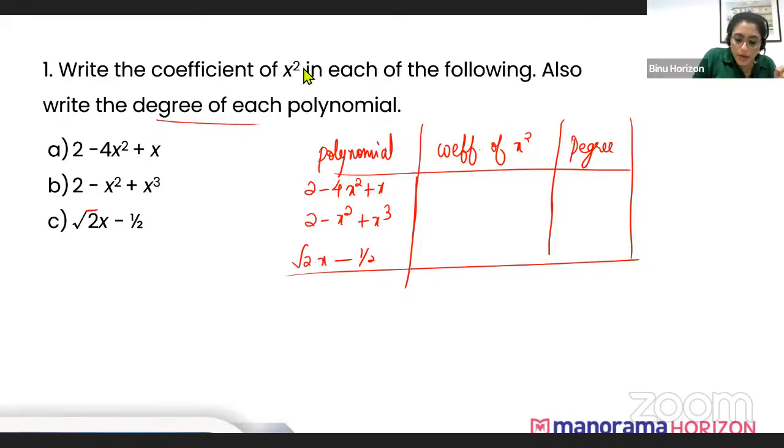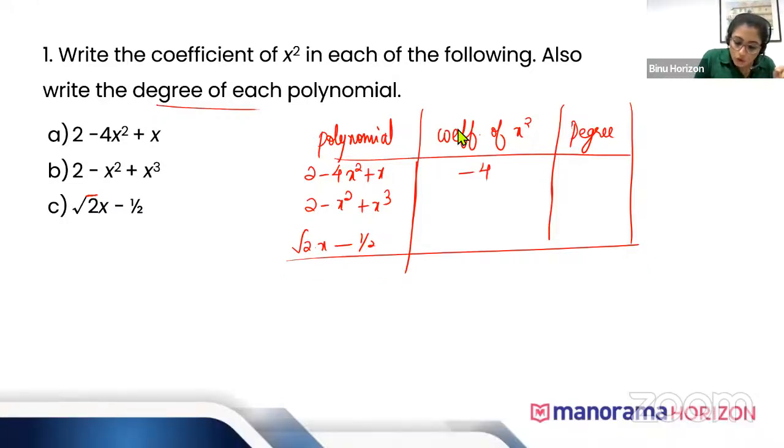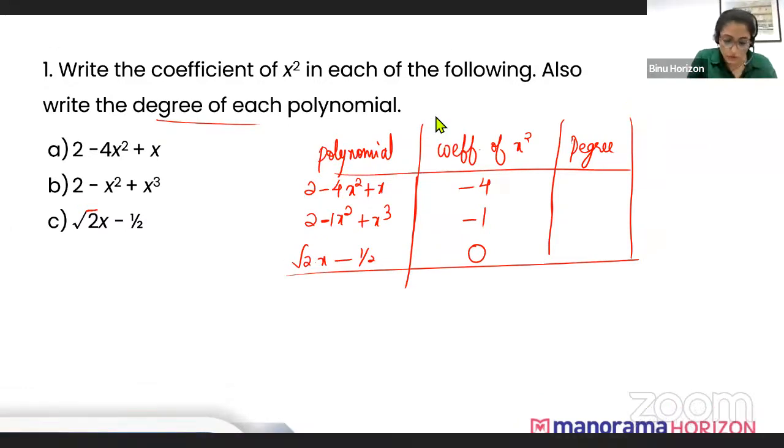Yes, correct answer. Minus 4. And what is the coefficient of x square in this? It is minus there, so it means minus 1. And what is the coefficient of x square in the third question, root 2x? Is there any x square term? No. So the coefficient will be 0. Understood? I can say the coefficient is 0.